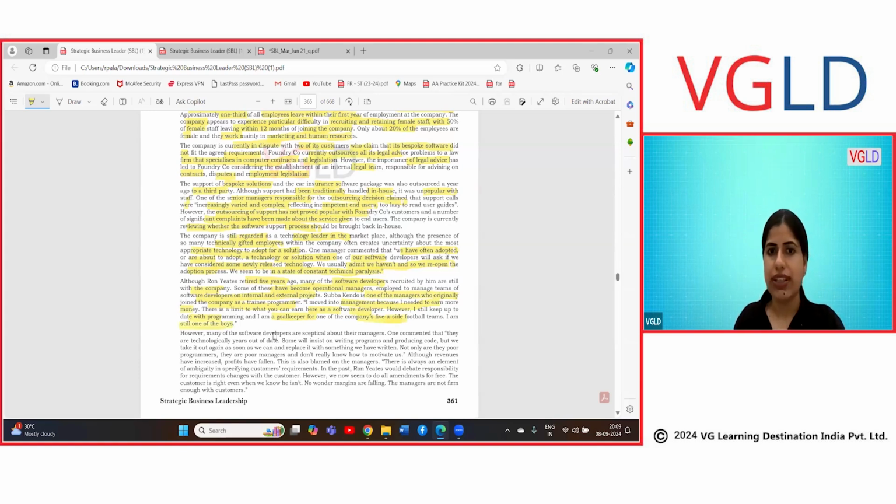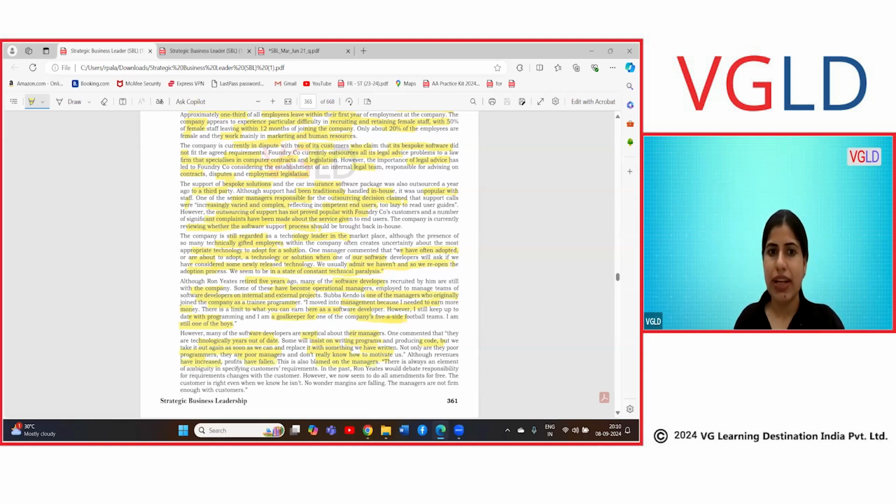However, many of the software developers are skeptical about their managers. One commented that they are technologically years out of date. Some will insist on writing programs and producing code, but we take it out again as soon as we can and replace it with something we have written. Not only are they poor programmers, they are poor managers and do not really know how to motivate us. Although revenue has increased, profit has fallen. This is also blamed on the managers.